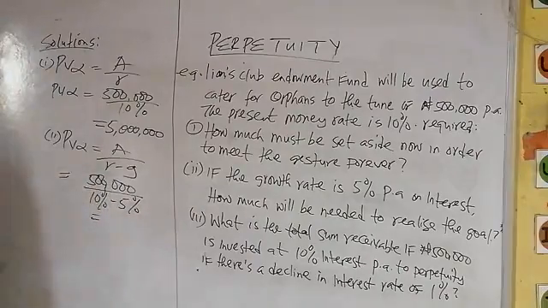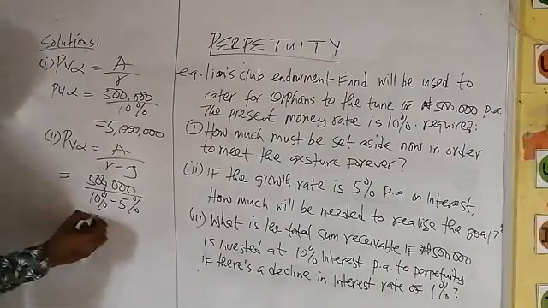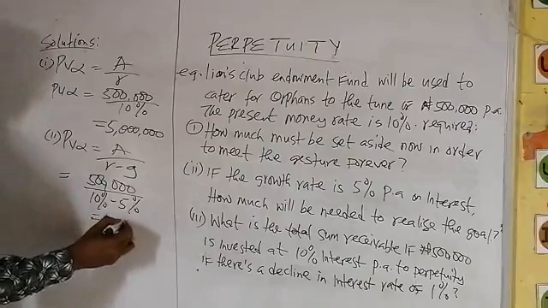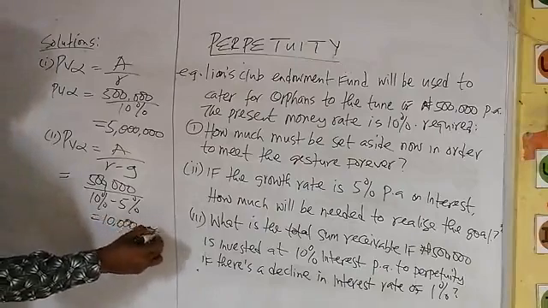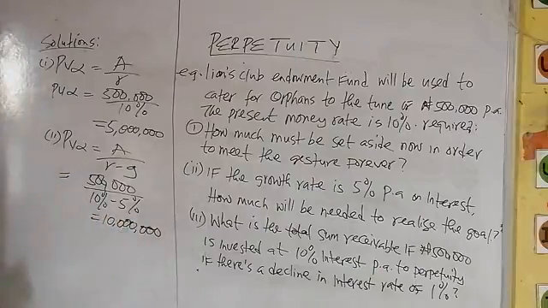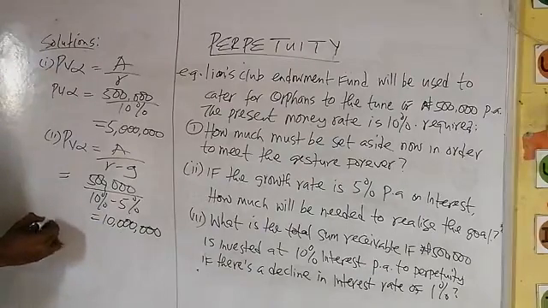So 500,000 divided by 5%. What do we have? 500,000 divided by 0.05. We have 10 million. So this is what we have.